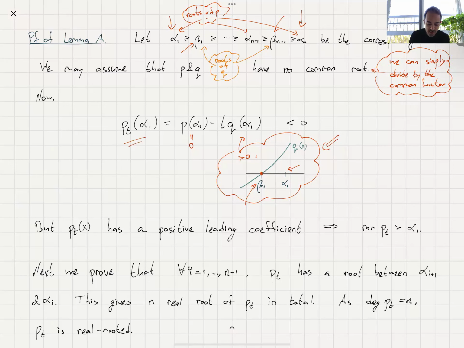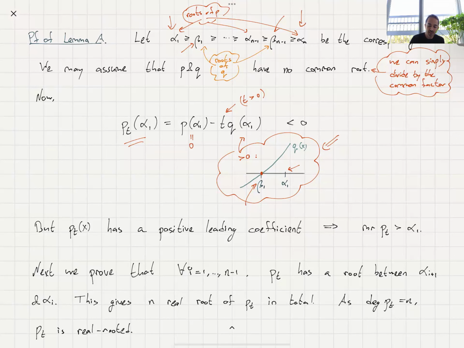So this means that PT of alpha 1 is P of alpha 1, which is 0 because alpha 1 is a root of P, minus T times Q of alpha 1, and we just said that Q of alpha 1 is positive, so this whole thing is negative. Right here, I'm using the fact that T is positive, by the way. What I said about the if and only if will require a little bit of a tweak here, but when T is positive and Q of alpha 1 is positive, it means that PT of alpha 1 is negative.